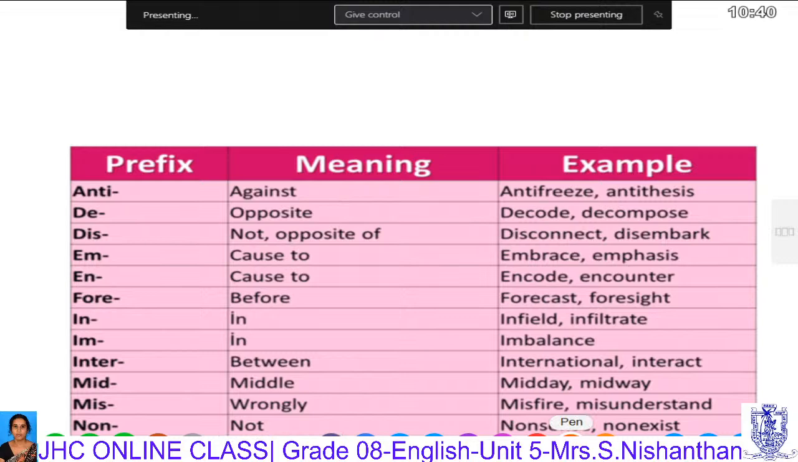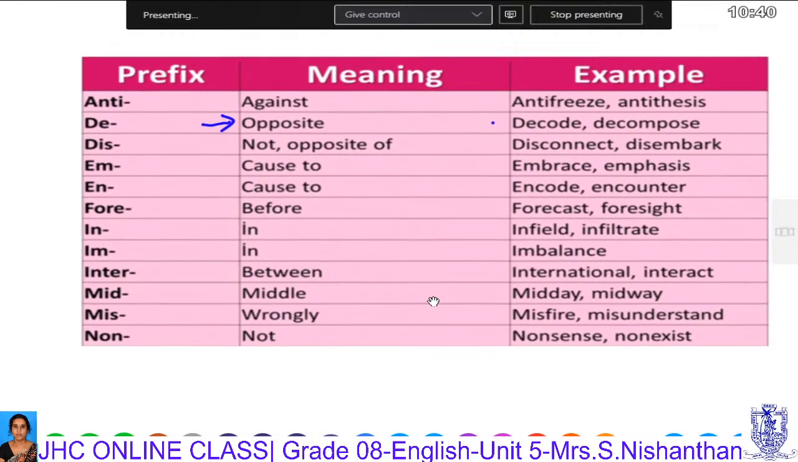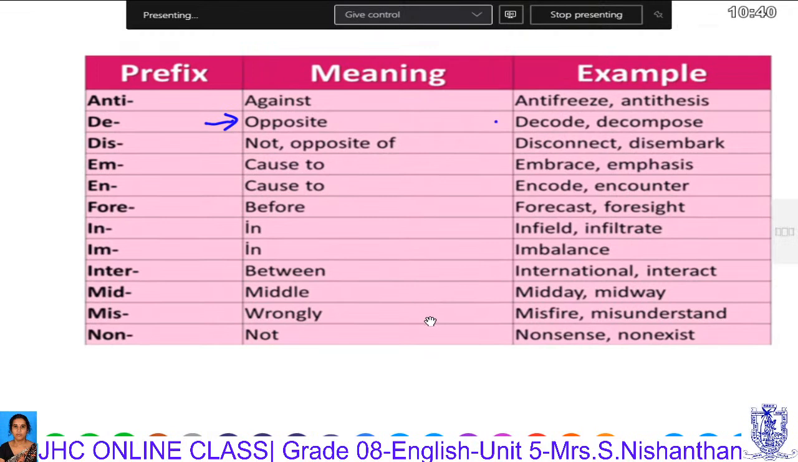And de, it is also opposite. De also gives opposite. Decompose, decode, like that. Dis is also the opposite, meaning not. Disconnect, disembark. And em goes to emphasis, en goes to the same meaning. Encode, encounter, in.